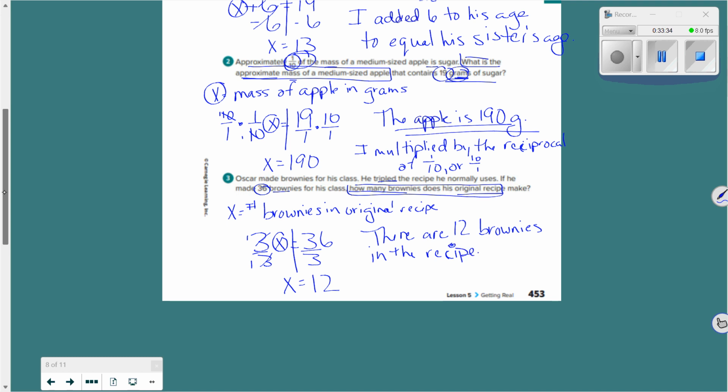What did I do? Divided both sides by 3. Is this starting to make sense, guys?